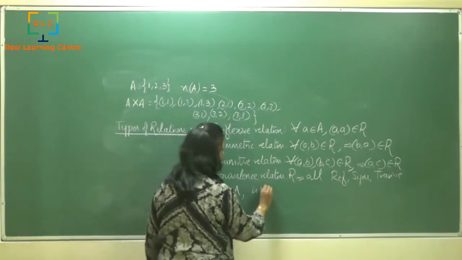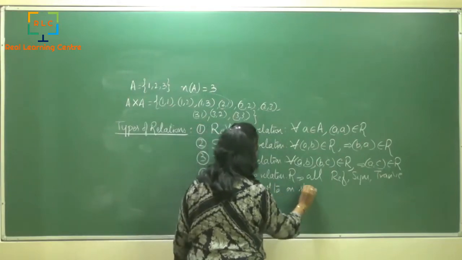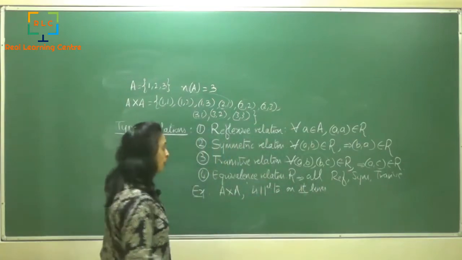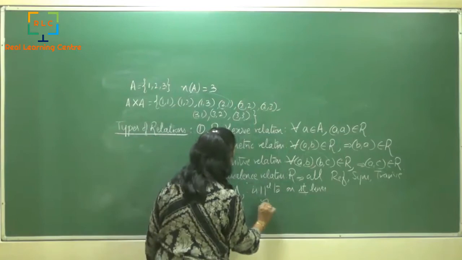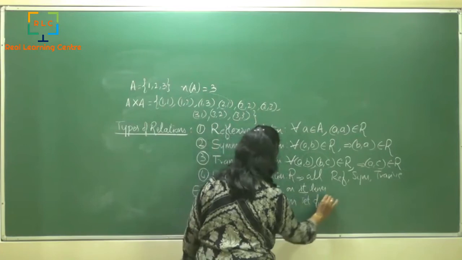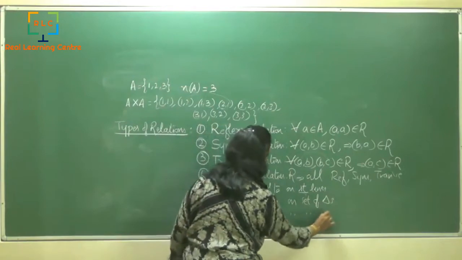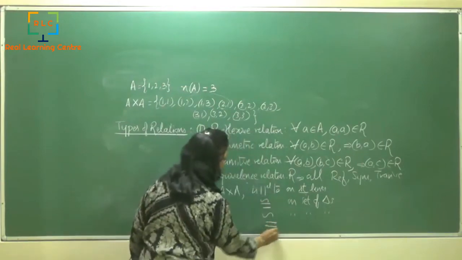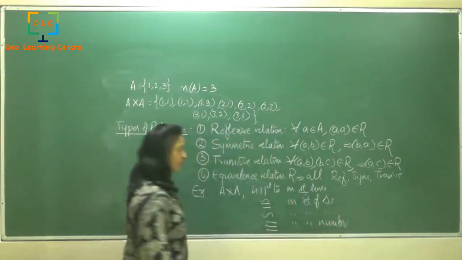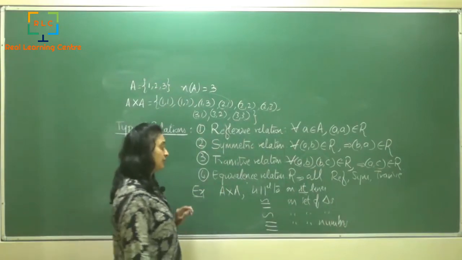Then, "is parallel to" on the set of straight lines. Let me write: on the set of straight lines. Or "is congruent to" on the set of triangles. Or "is similar to" on the set of triangles. Or "is congruent to" on the set of numbers. All these are very good examples of an equivalence relation. You should know this. Now let us prove the first one.